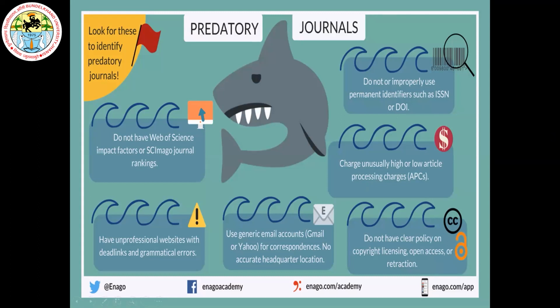Okay, they do not have a clear policy on copyright licensing, open access or retraction. They use generic email accounts like Gmail or Yahoo for correspondence, have no accurate headquarters location, and have an unprofessional website with dead links and grammatical errors. So these predatory journals you can identify by these marks also.